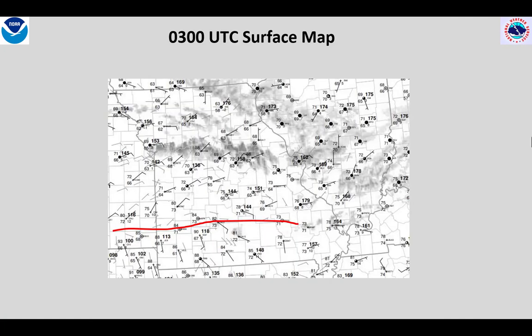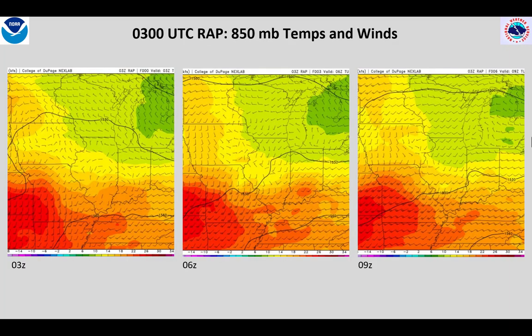The 3Z surface map shows a surface boundary well to the south across southern Missouri, suggesting the developing convection near I-70 is elevated above a frontal inversion. What about higher up, around 850 millibars? Here's a short-term 850 millibar forecast from the 3Z RAP, showing south to southwest flow converging along the I-70 corridor, with these plots suggesting isentropic lift there to support convective initiation.